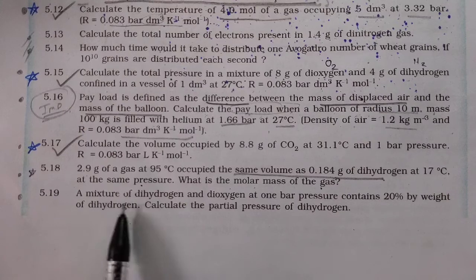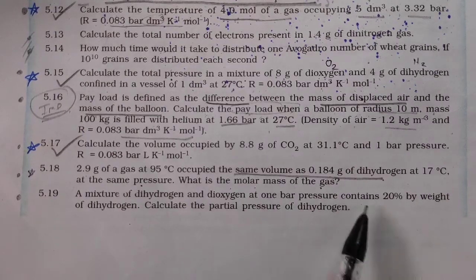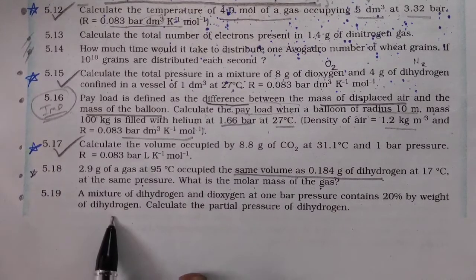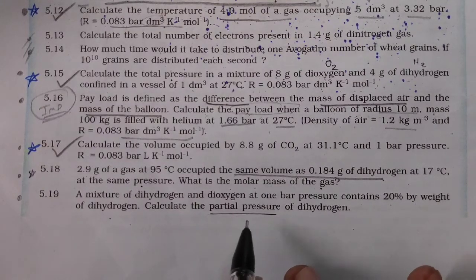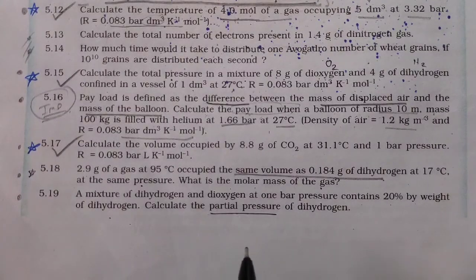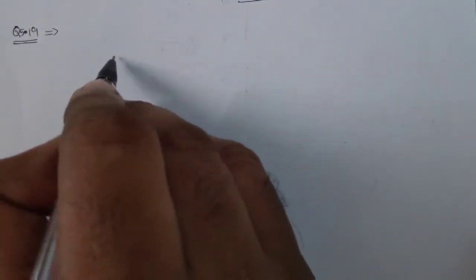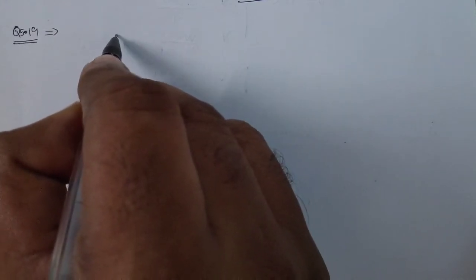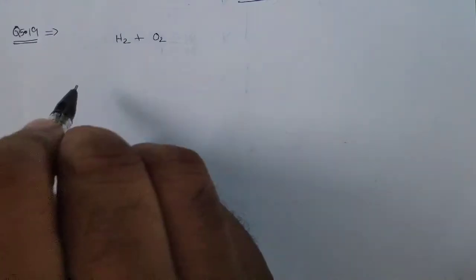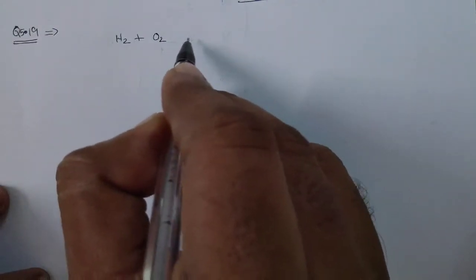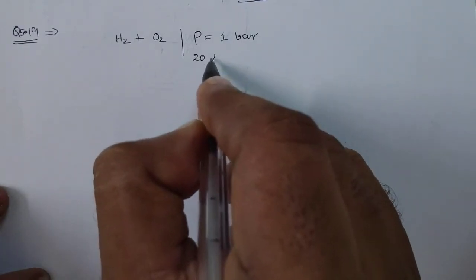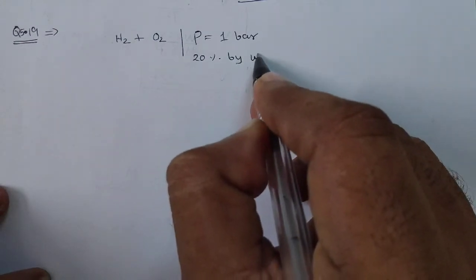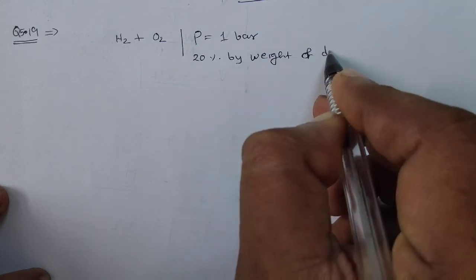Now the next question: a mixture of dihydrogen and dioxygen at 1 bar contains 20% by weight of dihydrogen. Calculate the partial pressure of dihydrogen. What we have already discussed is a formula for this, so we are going to discuss this next. See, in that question it was given the mixture of dihydrogen gas and dioxygen gas is there, right? It is given at 1 bar pressure, means in this case pressure is equal to 1 bar, and 20%, this is very important, 20% by weight of dihydrogen.